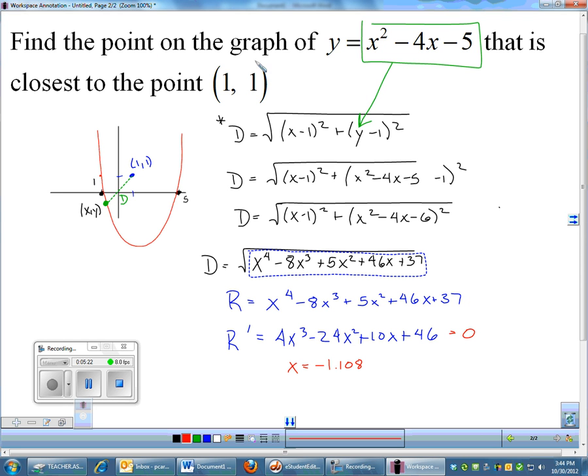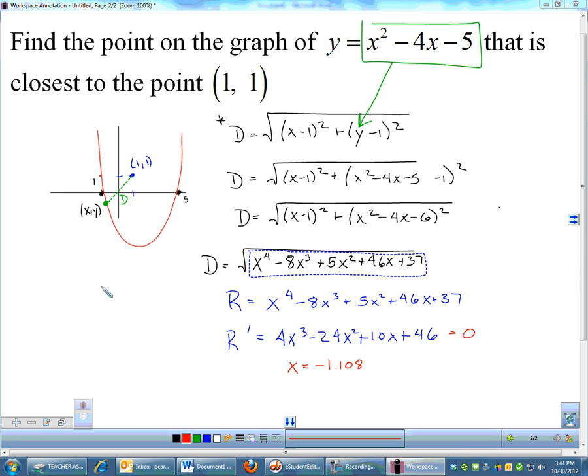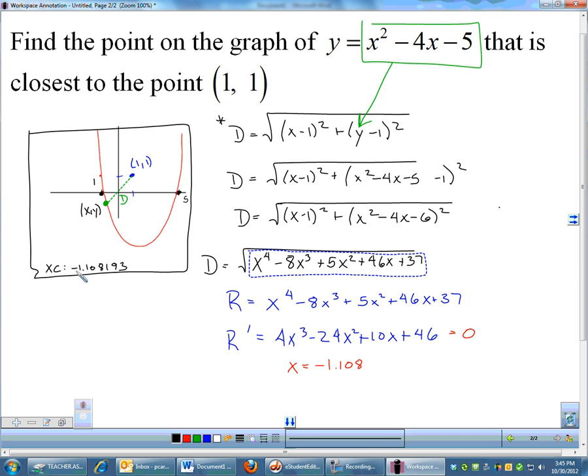I did say find the point on the graph, so we actually need to find the y-coordinate also. Now, once you find an x-intercept on the graph screen, the calculator tells you xc, and then it says colon negative 1.108193 is what it said. While that's still being displayed on your calculator screen, you go straight to your home screen, and then you type xc, you hit alpha x, alpha c, store, and I chose A. And what that does is it stores your answer, negative 1.108, in your calculator.